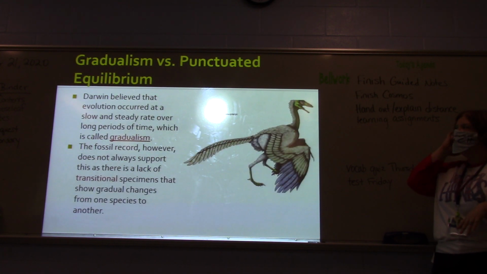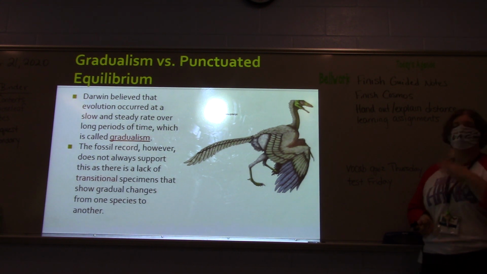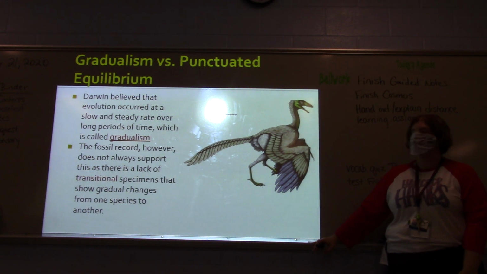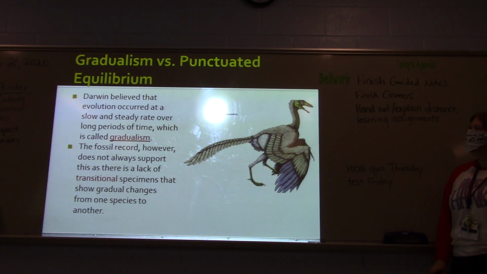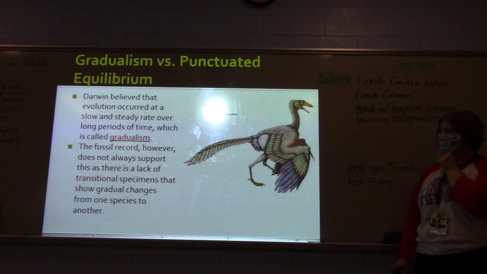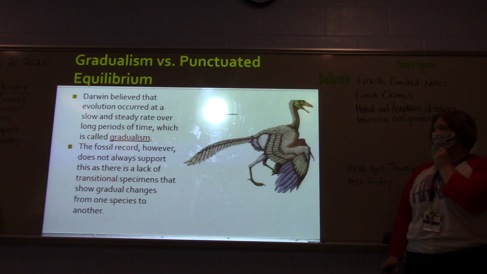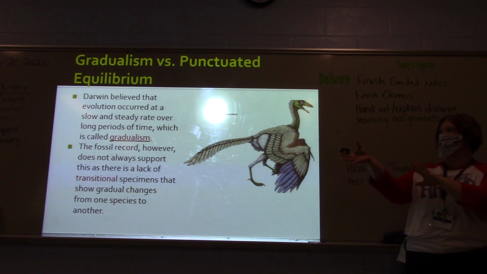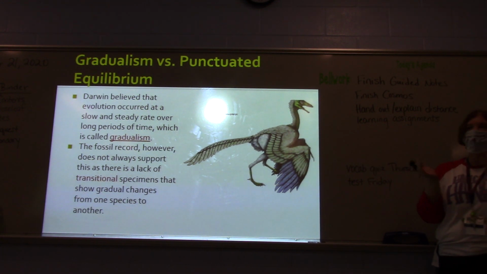All right, another thing is most of the time evolution is a slow and steady pace, okay? Which Darwin called gradualism, which means gradual change over time. And the fossil record does not always support gradualism. There's a lack of what are called transitional specimens, meaning here it is in one year and then here it is in another year, but what was in between. Okay, so it's like the missing link idea.